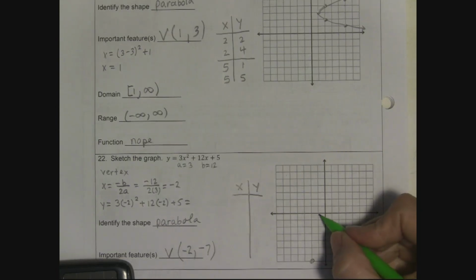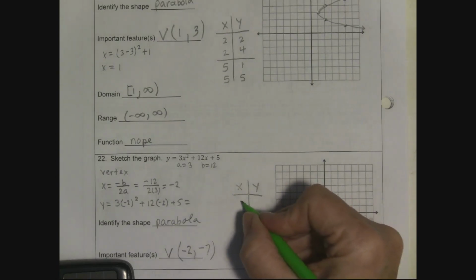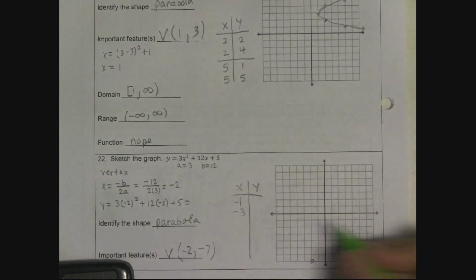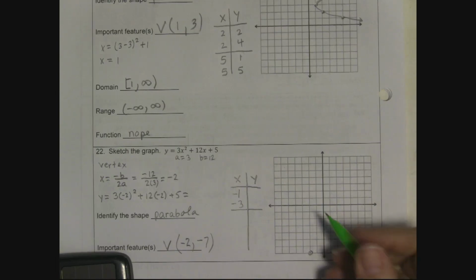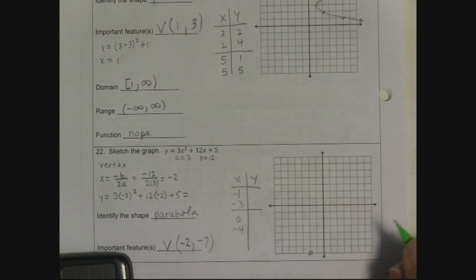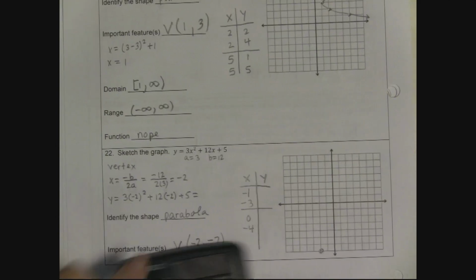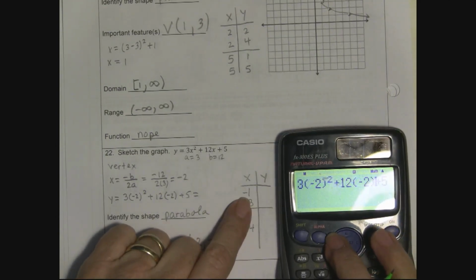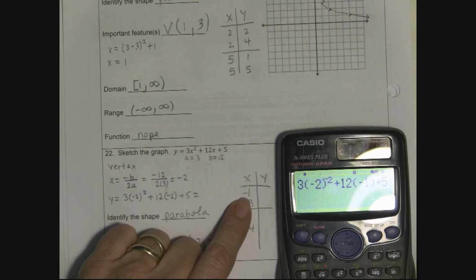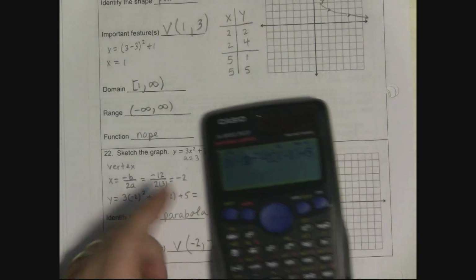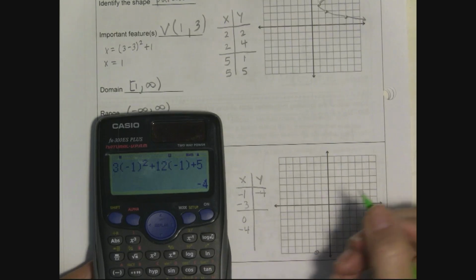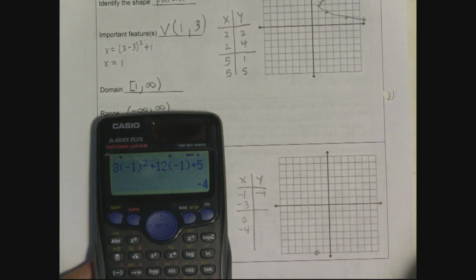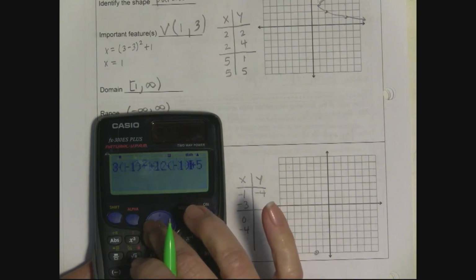and I want to pick -1 and -3, and they should be symmetric. And I want to also pick 0 and -4, and they should be symmetric. So I'm going to come in here and edit out the -2 for -1. I got to do it in two places. And I get -4. When I go and edit the -1s to be -3, I should get -4 as well. I like to check that.